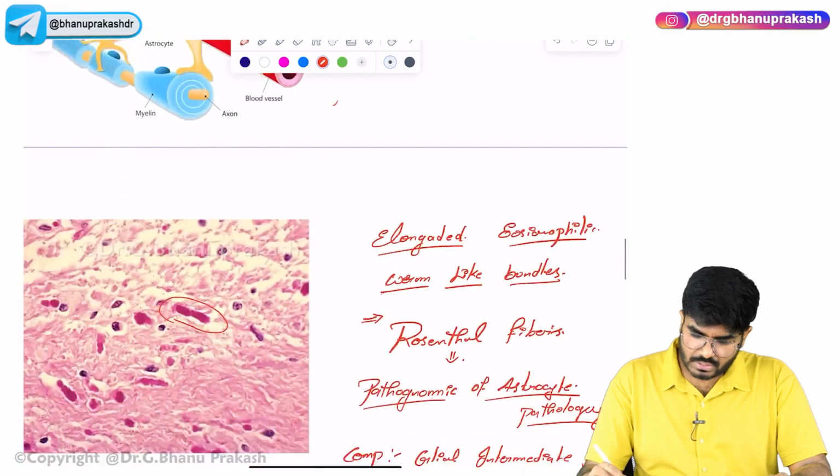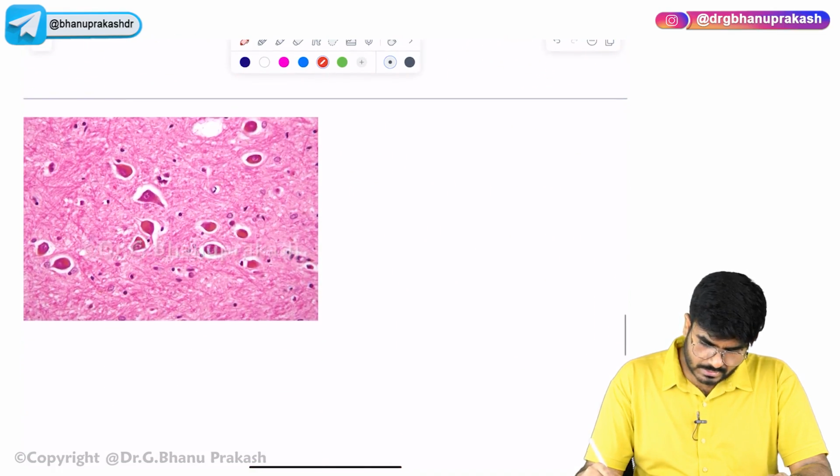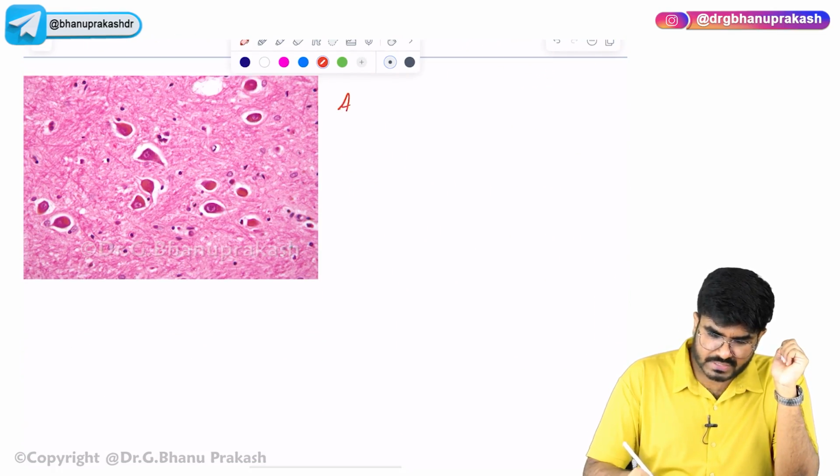After the red neurons, now let's discuss the other type of cells called the Alzheimer's cells.